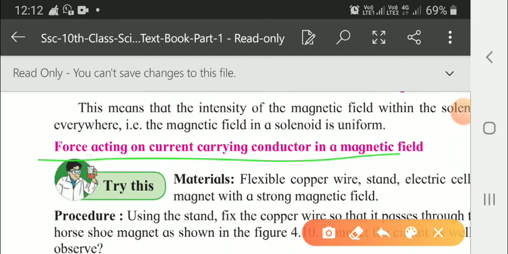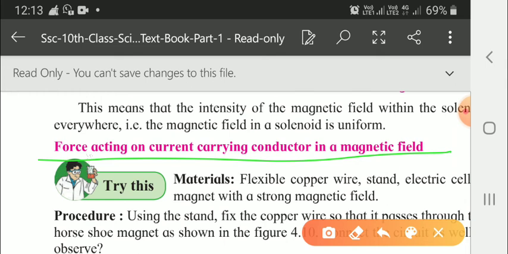Force acting on a current carrying conductor in a magnetic field. So what things do we have to take here, children? We will take a flexible copper wire. Flexible means we can bend it. A stand, an electric cell, a horseshoe magnet with a strong magnetic field, etc. Now what we have to do is fix this horseshoe magnet in a stand, and then fix a copper wire in such a position that it passes through the poles of the horseshoe magnet.